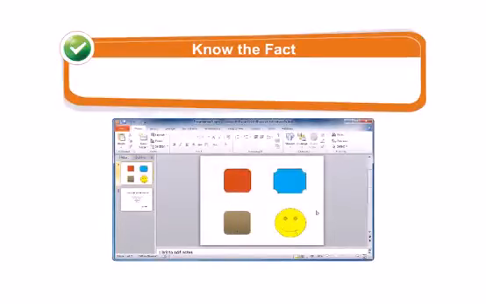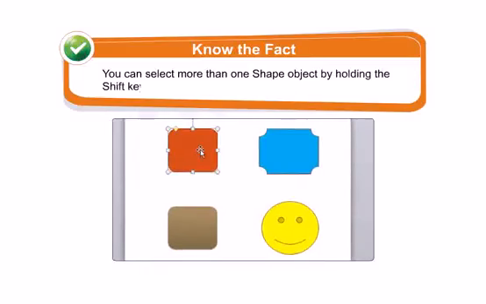Students note the fact that you can select more than one shape objects by holding the Shift key and clicking on the required object.